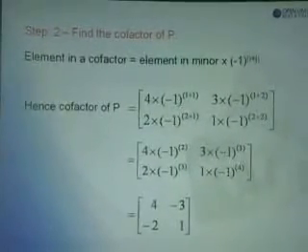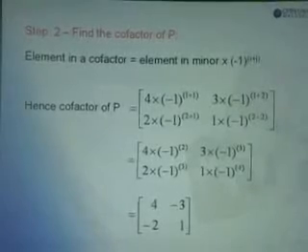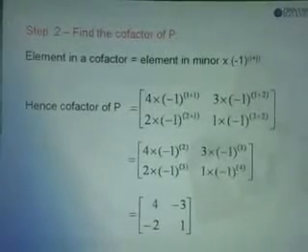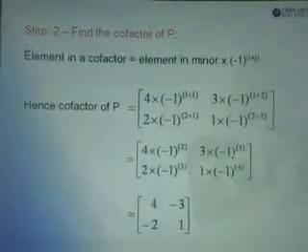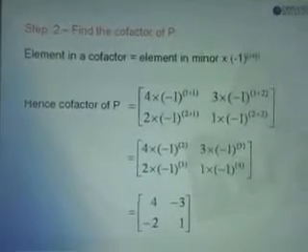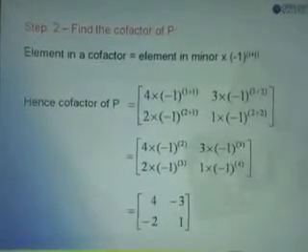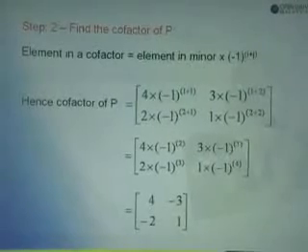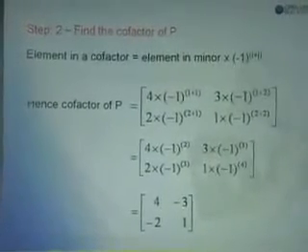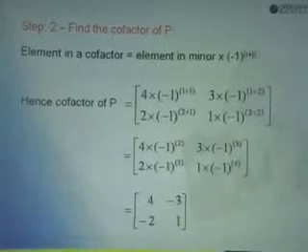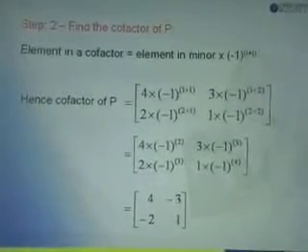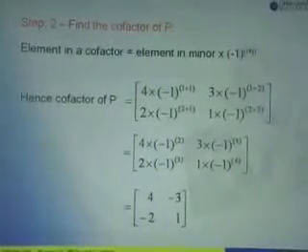So remember, if the power is an even number, negative to the power even will give us positive. In this case, like the second element, the power is an odd number 3, so negative to the power odd will retain the negative sign. So finally we have the cofactor of P, which is equal to 4, negative 3 and negative 2, 1.